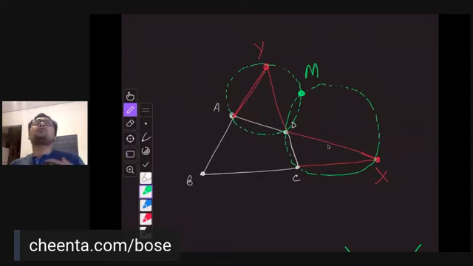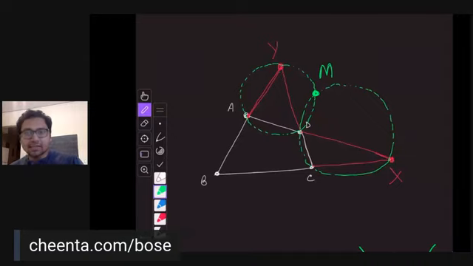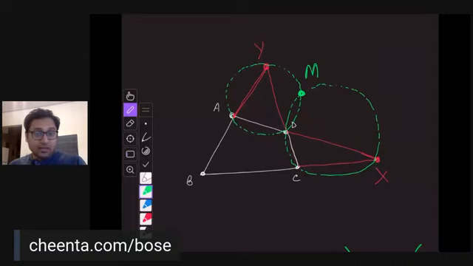I just want you to pause and think about the entire picture. So AY is not equal to AD. That's not given. So I will be drawing more circles now. Maybe I can change the color a little.